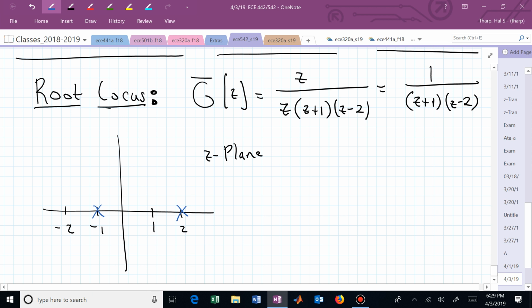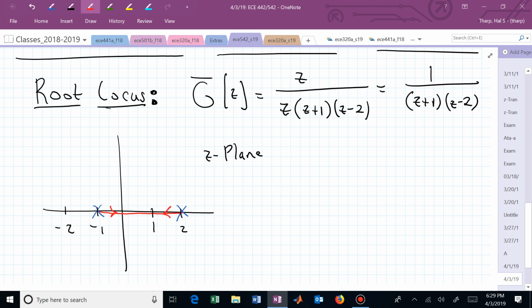And what's the root locus look like? How many pieces of French bread do we have? 3. We're slicing it at 2 and at -1. Which of those 3 pieces belong to the root locus? Just the middle piece, isn't it? The piece between Z equal -1 and 2. This one's going to go right, that one's going to go left, and where are they going to meet? At the arithmetic mean between them.